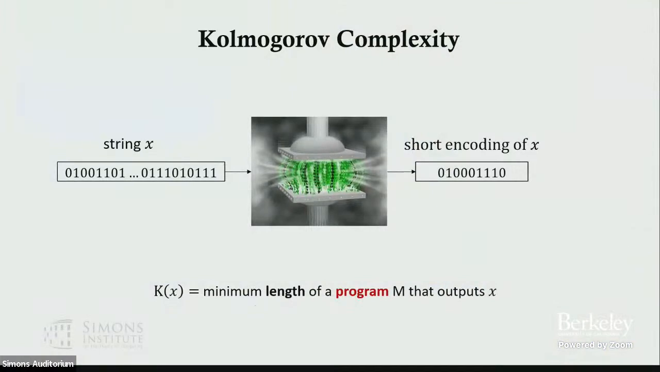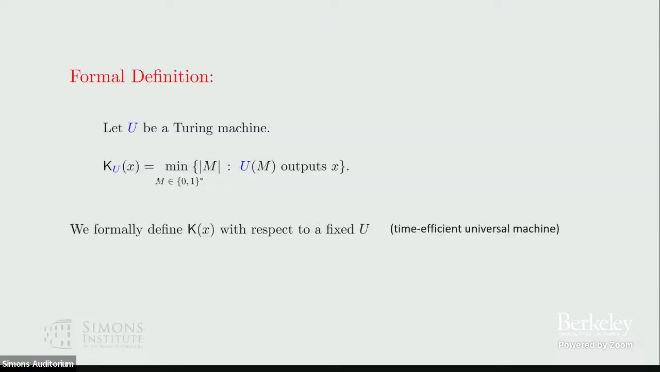Okay, so Kolmogorov complexity. Informally, we can think of the Kolmogorov complexity of a string as the length of its shortest encoding, and introduce K of x as the minimum length of a program M that outputs x. So this is only an informal way of thinking about Kolmogorov complexity. More formally, we fix a Turing machine U, and we define the Kolmogorov complexity of a string x with respect to U as the minimum length of a string M such that U of M outputs x. And as Eric was explaining, there is a robustness in this definition. If we are careful about picking the machine U, then this definition won't change much.